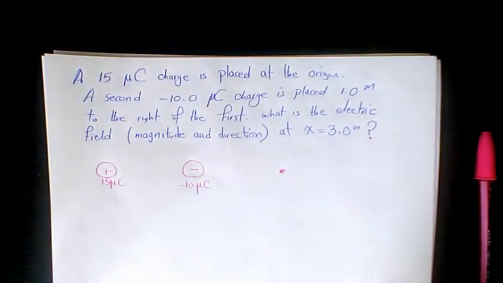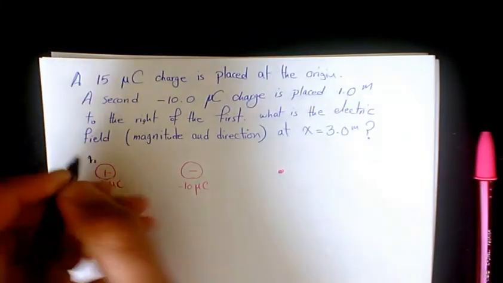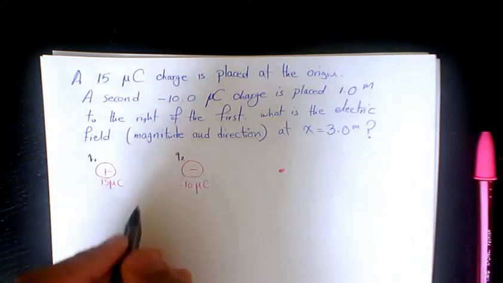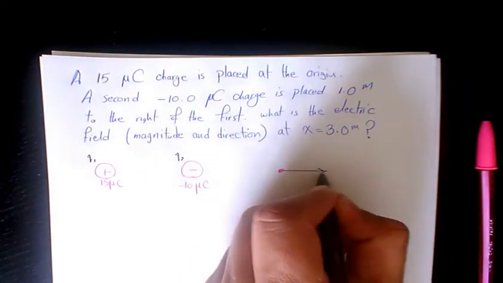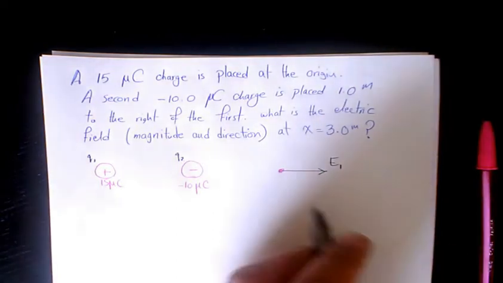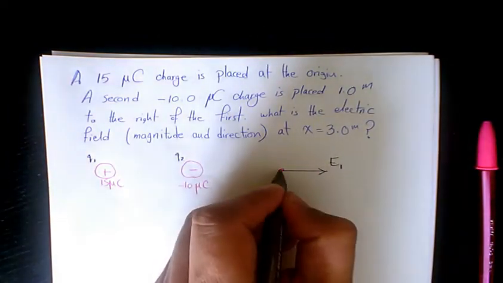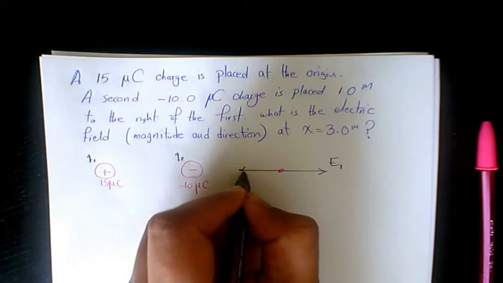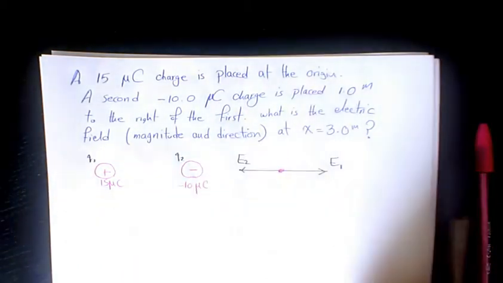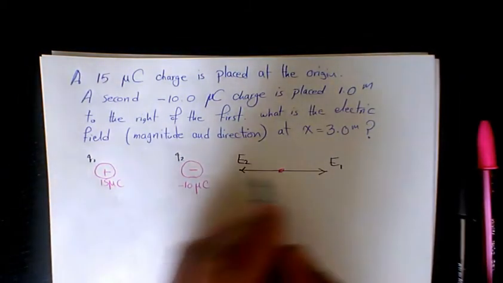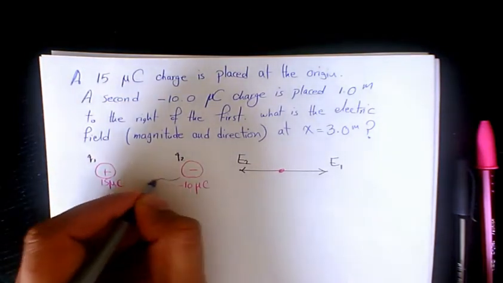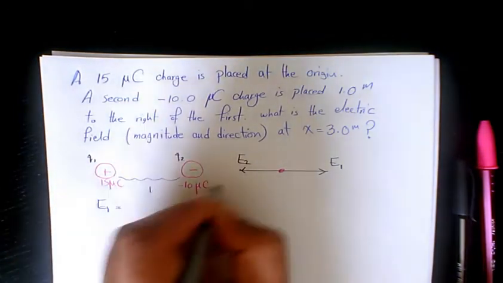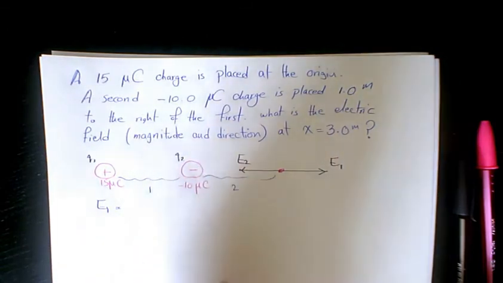So if I call this one Q1 and Q2, the field due to the presence of Q1 is going to go this way. I'm going to call it E1, and due to the negative one it is going to go this way, E2. We need to find out the magnitude of E1 and E2. By the way, the distance here is 1 meter and here is 2 meters.